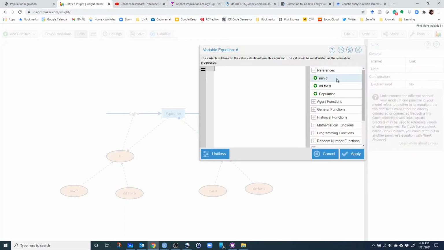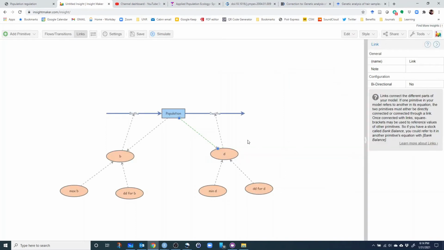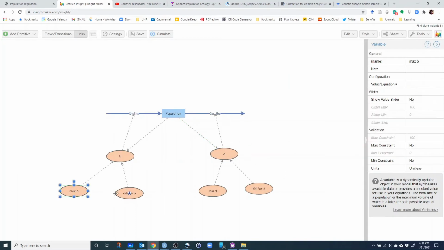I want to take the minimum death rate and then add this density dependence relationship. So as population size goes up, death rate will go up as well. All right. So that's my density dependence relationships. Now I just have to put some numbers on these variables here. So the maximum birth rate, I'm going to leave as 0.8, and the death rate, just like I had before, was 0.3. All right, but now I have these density dependence terms.